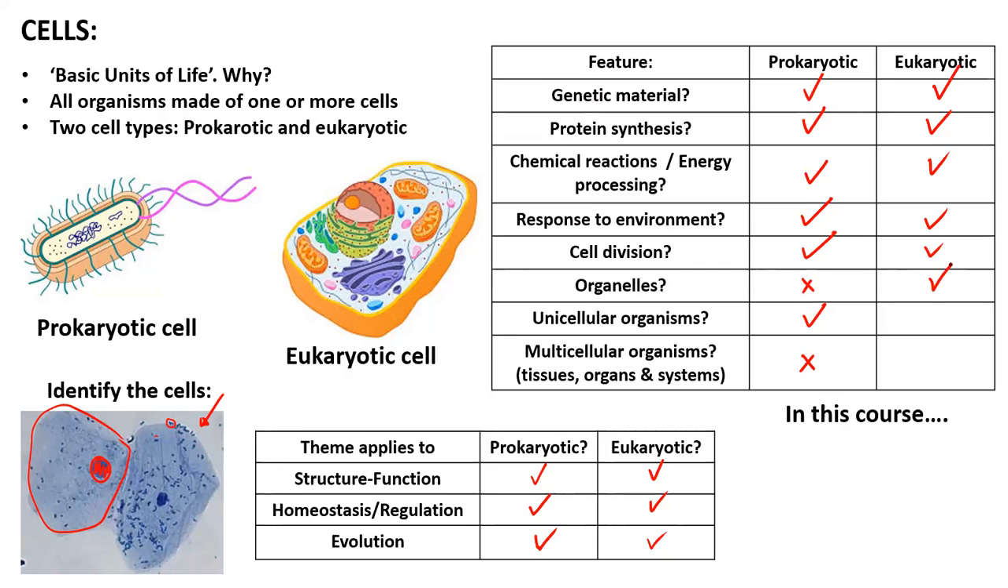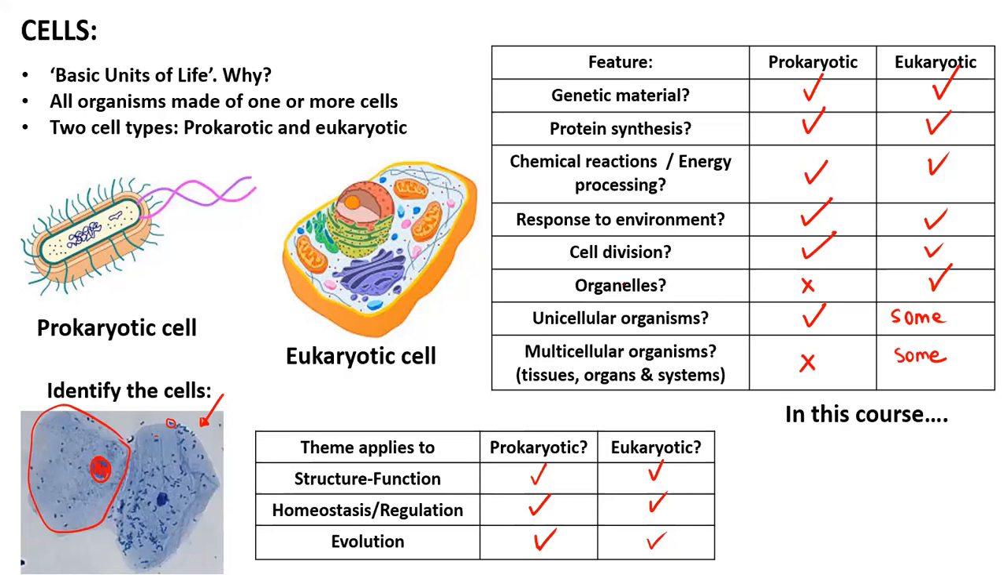So all of those features are applicable to eukaryotes as well. Eukaryotes have organelles. Are there any unicellular eukaryotes? Only 15% said yes, but some eukaryotes are unicellular. Multicellular eukaryotes, let me see the answers. 88%, yes, some eukaryotes are multicellular, okay?